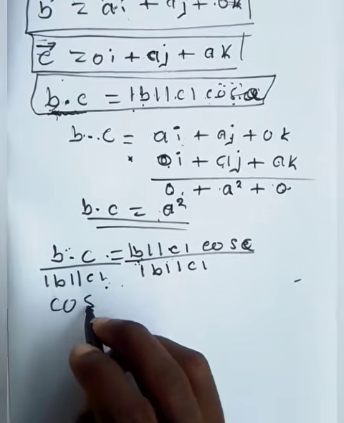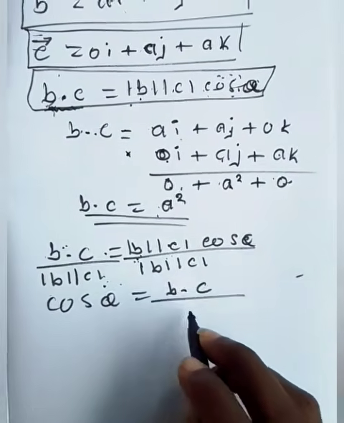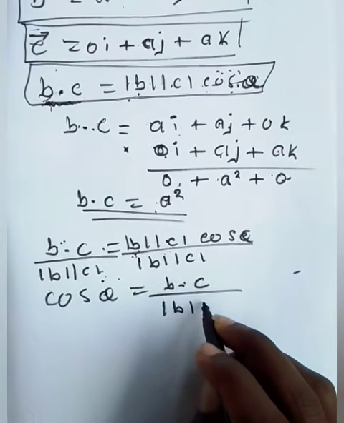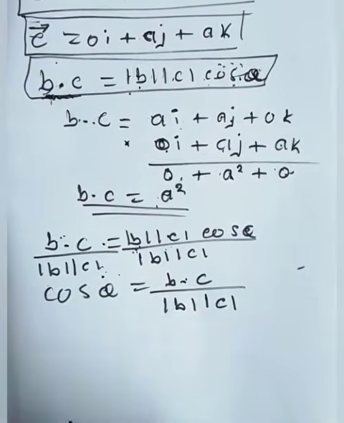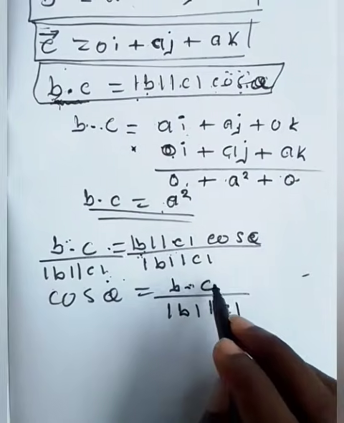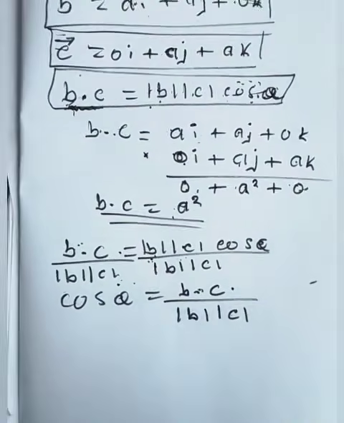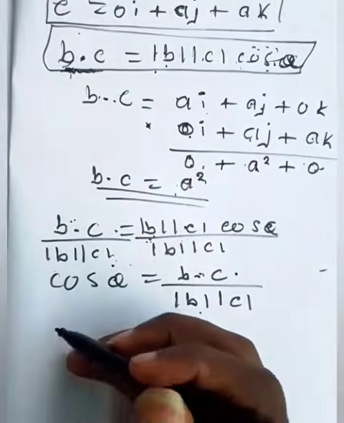Let me make cos theta my subject of the formula. So cos theta is going to be equal to the dot product of B and C over the magnitude of B times the magnitude of C. Have you seen? Now you already know your dot product. All you need to find is your magnitude for B and the magnitude for C. So let's find that.